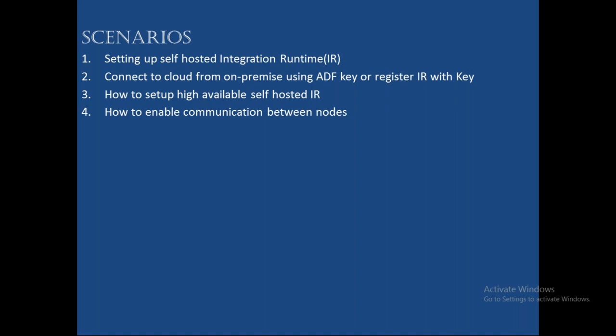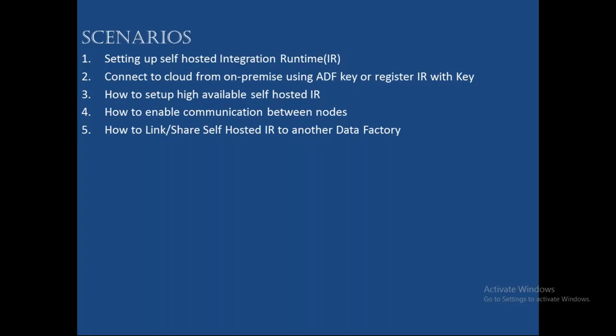When we lose the communication, then B or A will understand one node is down. So how to enable that communication between the nodes, that is very important. When we are installing itself, we need to enable that. I will explain that. After installing, at registration time, we need to enable that. Next, how to link or share self-hosted IR to another data factory. We are going to see how to do that.